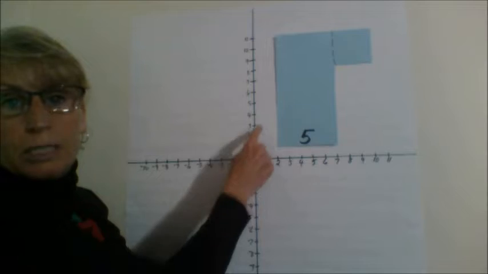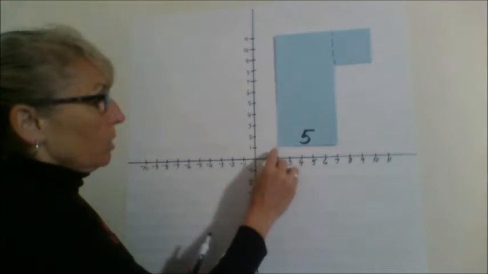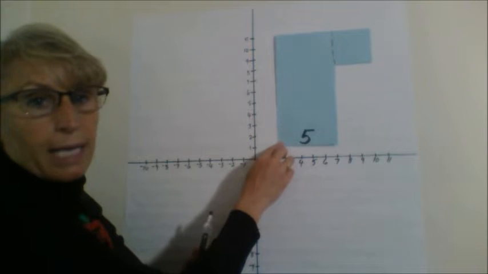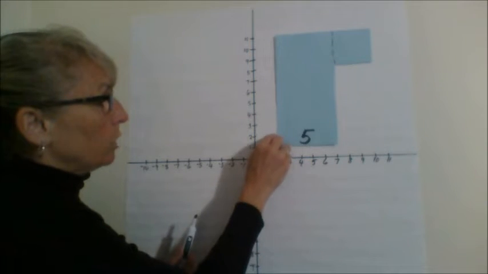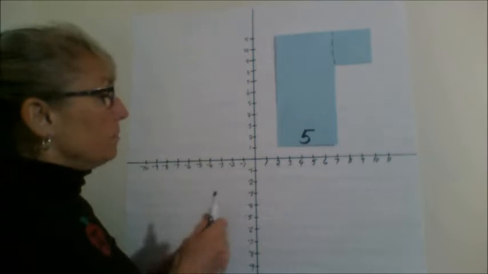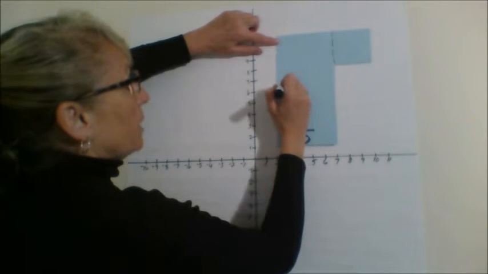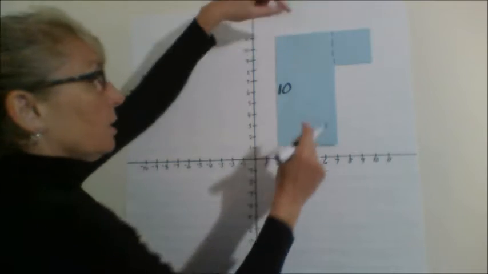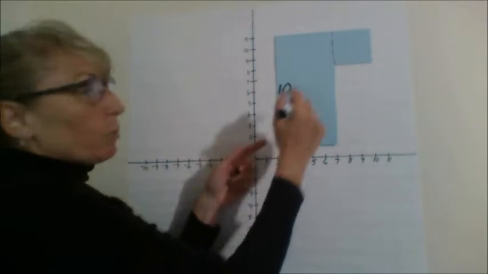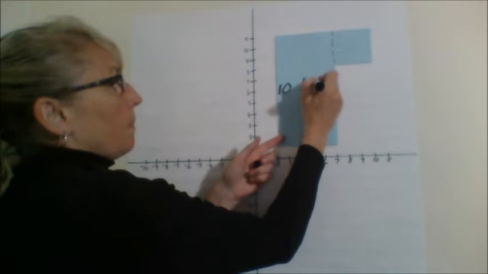Now we need to know the distance going up here. So this starts at 1 and it ends at 11. 11 minus 1 is 10. I could also count 1, 2, 3, 4, 5, 6, 7, 8, 9, 10. I'm going to label that 10. 10 times 5 is 50. So the area of this rectangle right here is 50.